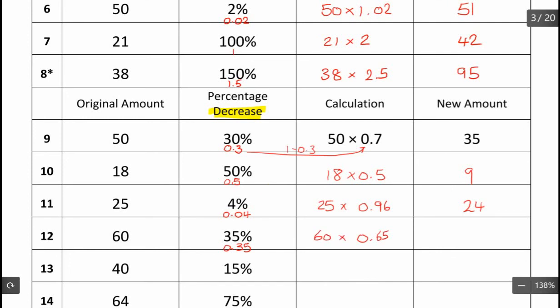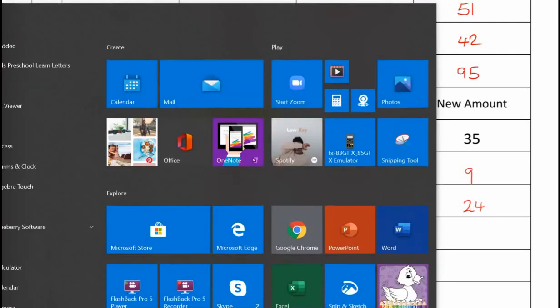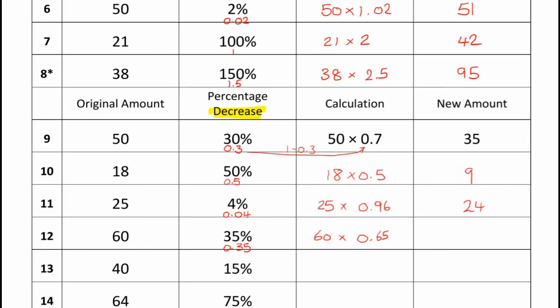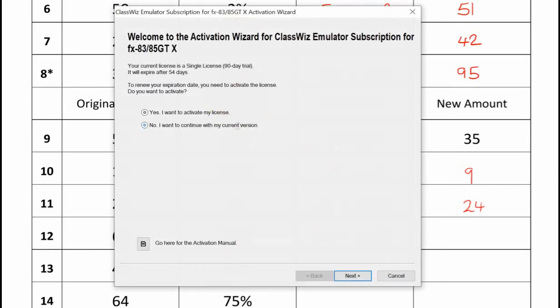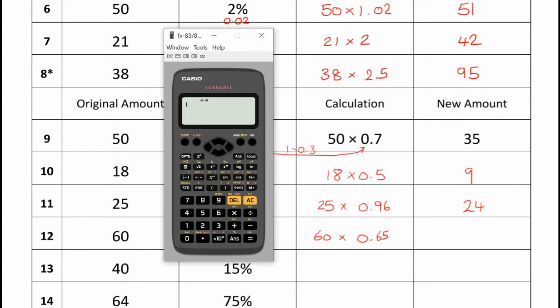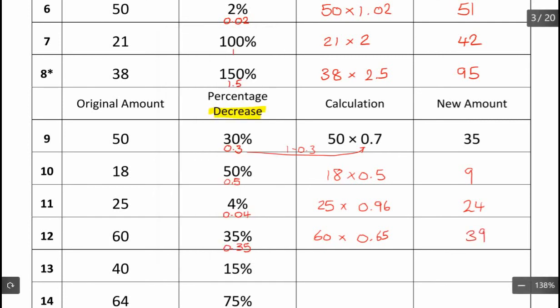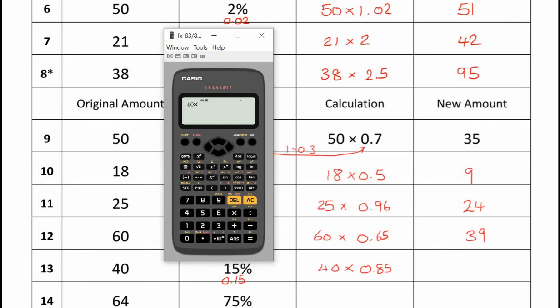60 times that. That time I got a calculator up, I think. 39. Okay. If we turn this into a decimal at 0.15, take it away from 1, we've got 0.85. And that gives us 34.